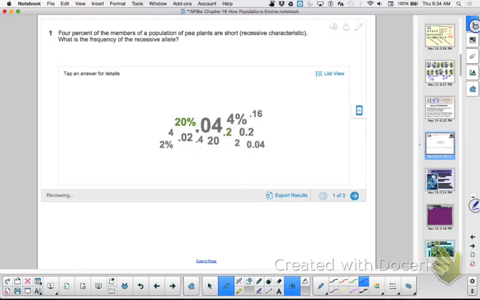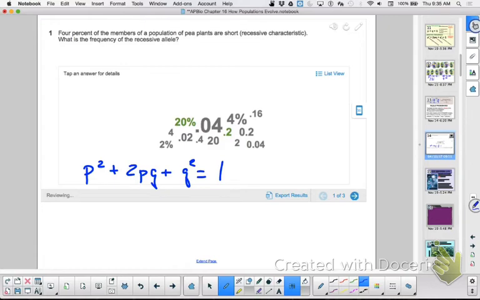Okay. So let's talk about how we solved that problem. 4% of the members of a population of pea plants are short. What equation are we talking about? If I'm looking at pea plants, I'm looking at a whole plant. So am I looking at allele frequency or am I looking at a genotype? I'm looking at genotype. So I'm looking then at this equation right here, right? These are genotypes. Homozygous recessive, heterozygous, homozygous dominant.